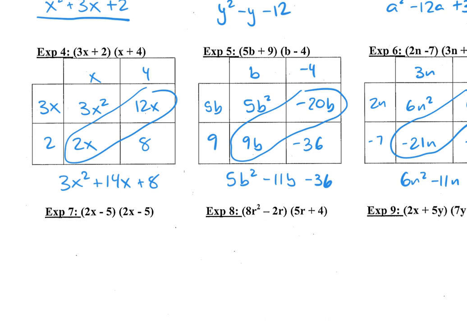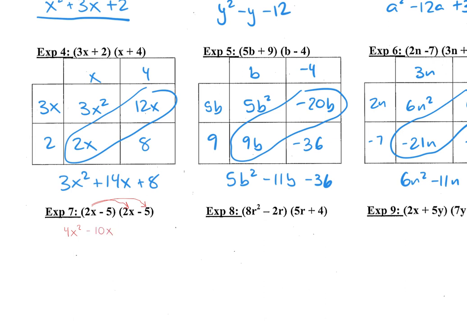Now for this method, I'm going to use the rainbow method. This is my preferred method. I use it all the time. All it is is drawing the little arcs. So first I'm going to multiply 2x times 2x, and then 2x times negative 5. So 2x times 2x is 4x squared. 2x times negative 5 is negative 10x.